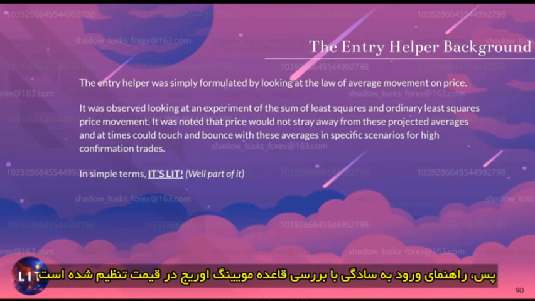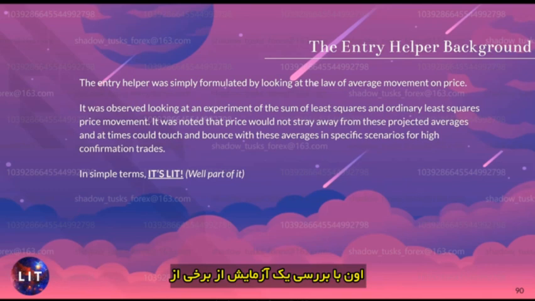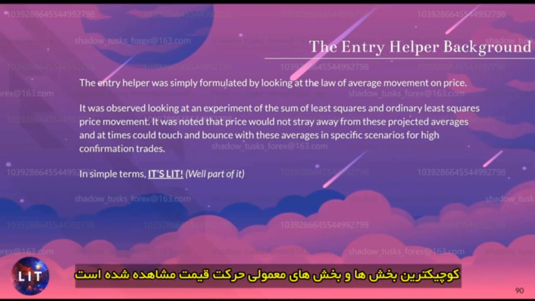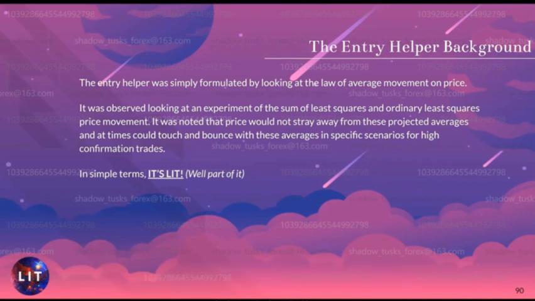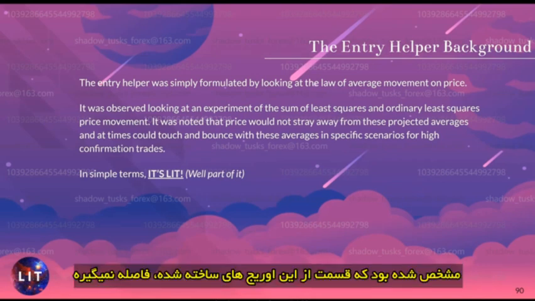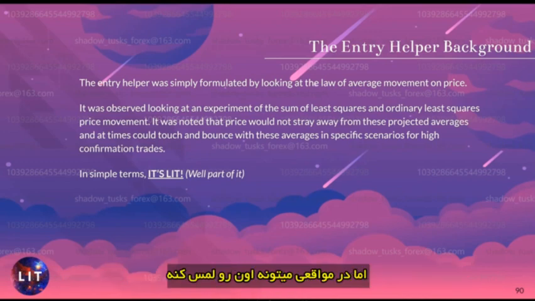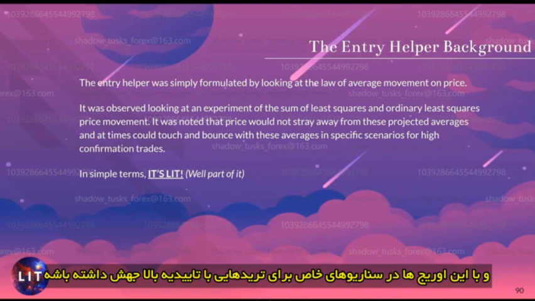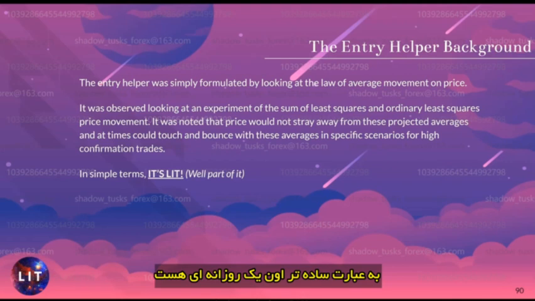The entry helper was simply formulated by looking at the law of average movement on price. It was observed looking at an experiment of the sum of least squares and ordinary least squares. It was noted that price would not stray away from these projected averages, but at times could touch and bounce with these averages in specific scenarios for high confirmation trades. Or in simple terms, it's just lit. You don't need to understand that so far, right? We just show you how to use it. And of course, it will be part of it.